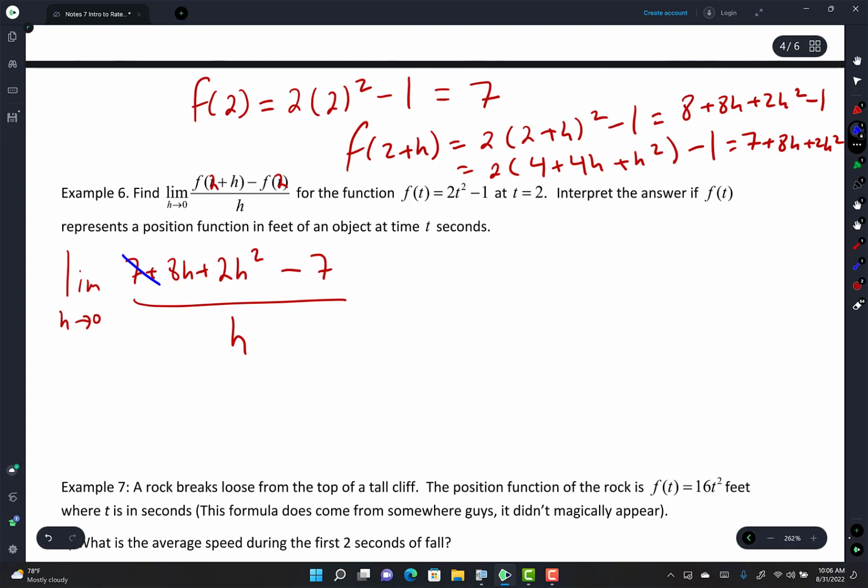The 7s zero out. Can I factor out an h in the numerator? So I'm going to factor that out. I'm going to write limit as h approaches 0. Here is the h factored out, 8 plus 2h, close it over h. What can I cancel? The h's. What is h approaching? 0. So this is just going to be 8. And I'll go ahead and put it here with a green arrow.